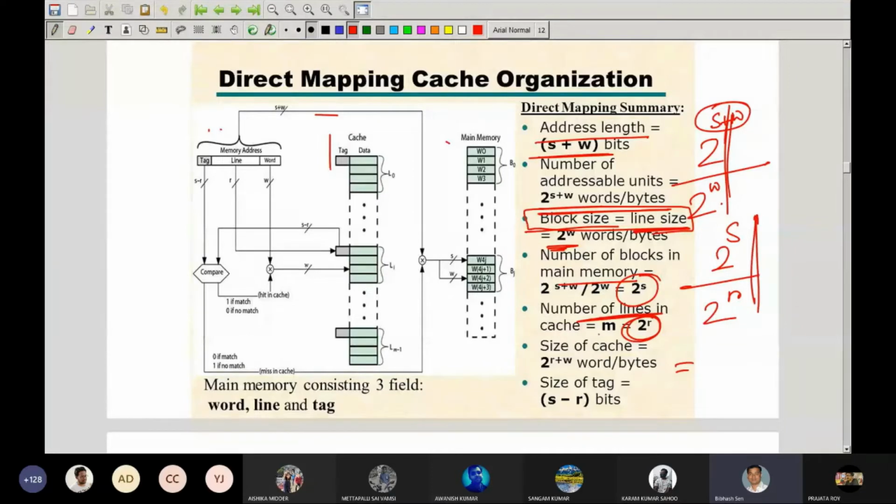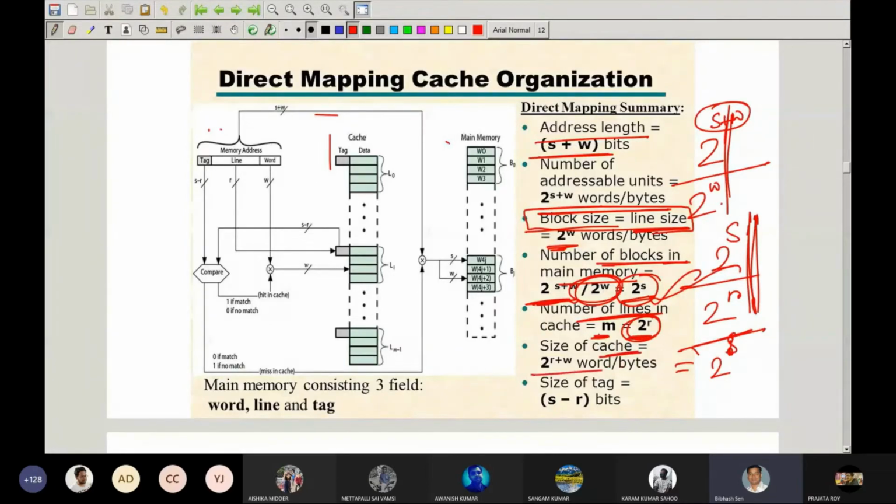The size of the cache will be 2 to the power r plus w, or you can say the number of blocks can be found in this way, from the number of lines. So the number of blocks in the main memory will be the total CPU address divided by the block size. Automatically you'll get that, which is 2 to the power s and 2 to the power m. So I am writing 2 to the power of the lines of the cache. One mathematics will solve it, and you will understand.